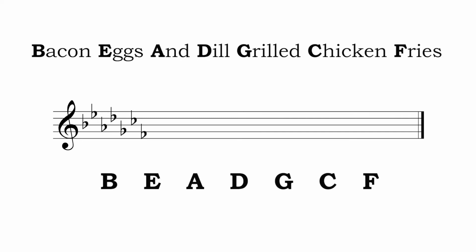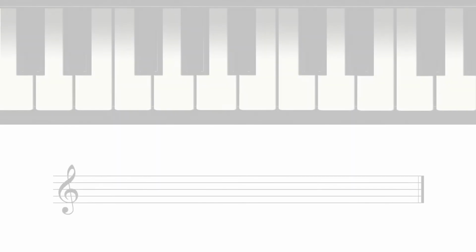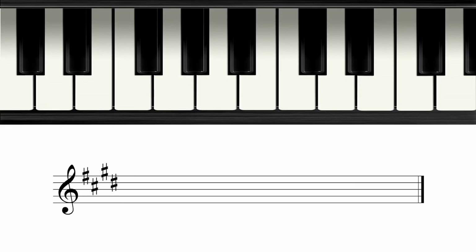To identify the name of a key signature of sharps, you can take the last sharp and go up a half step. So with this key signature, take the last sharp, which is a D sharp, and a half step up is the note E. So this key signature with 4 sharps is a key of E.